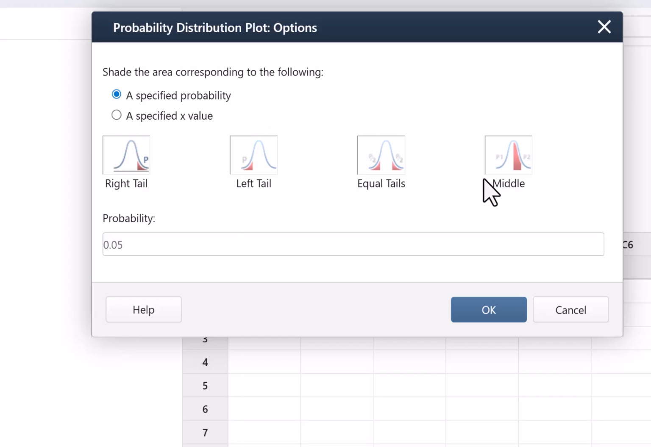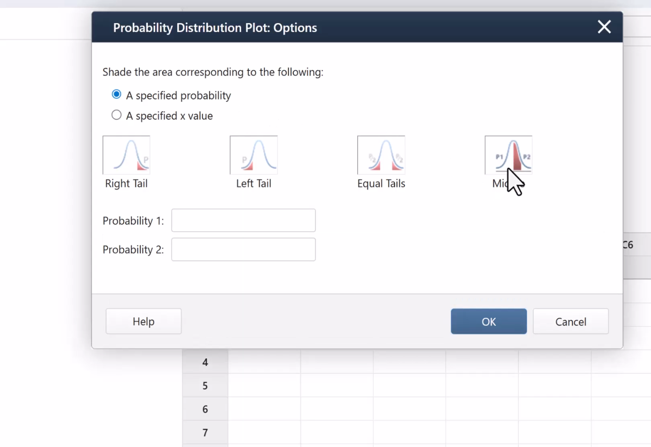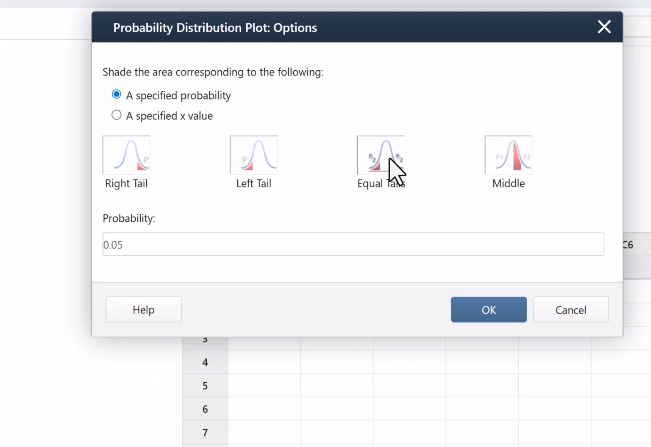Now you might think we want to pick the middle, but the problem with that is it's asking for two probabilities. So what we want to do instead is say we want to find equal tails. We're going to split up our distribution to where 60% is in the middle, which means we have 40% that is equally distributed in the two tails. So once you click on equal tails, go to the probability and enter 0.40.